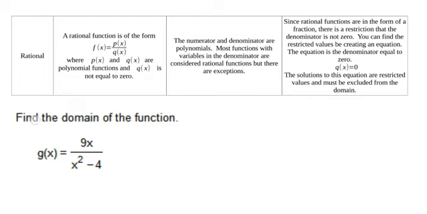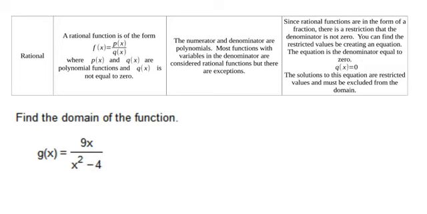On this question, we want to find the domain of the function g of x equals 9x over x squared minus 4. As we look at this function, we're trying to find the domain. We're looking for possible restrictions on the variable x. One that stands out pretty quickly to me is that I see a variable in the denominator. When you have a variable in the denominator, you have to consider division by 0 being undefined, and so you want to look for when that denominator is equal to 0.